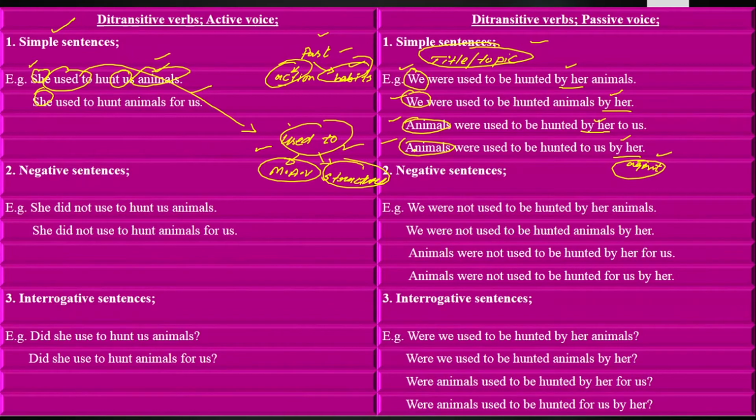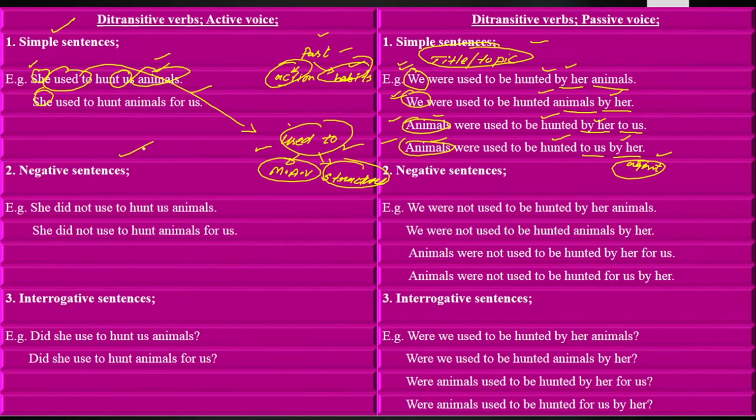Now when you bring the indirect object in the place of subject, "us" you make "we". So "by her" comes at the beginning, "animals" at the end; "animals" at the beginning, "by her" at the end. When animals you bring in the third and fourth sentence in the place of title subject, "by her" comes at the beginning, "to us" at the end; "to us" at the beginning, "by her" at the end. So sentences will be as followed: We were used to be hunted by her animals. We were used to be hunted animals by her. Animals were used to be hunted by her to us. Animals were used to be hunted to us by her.